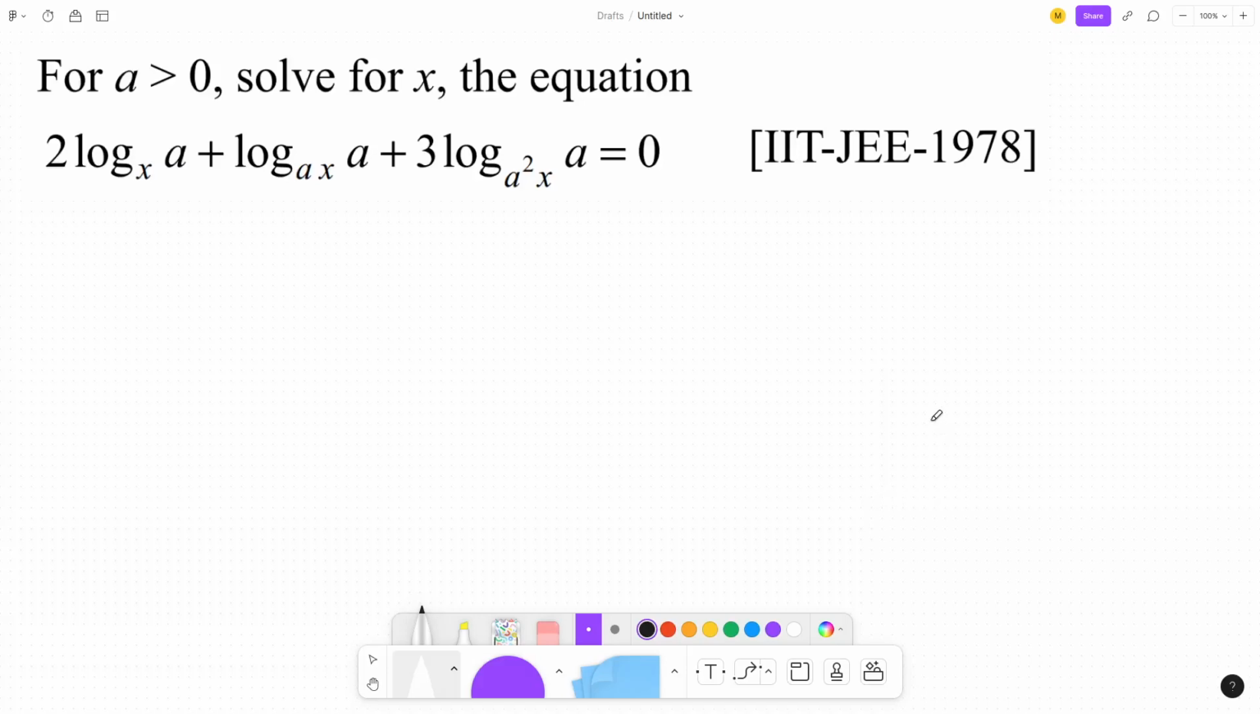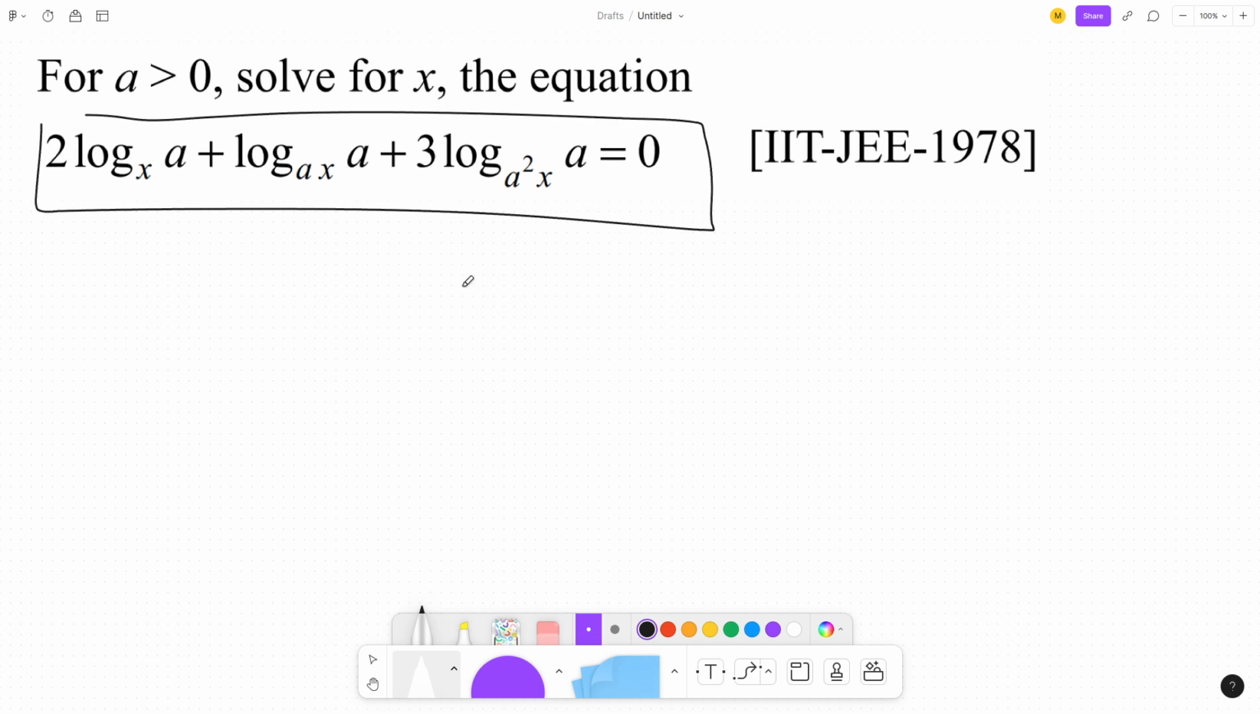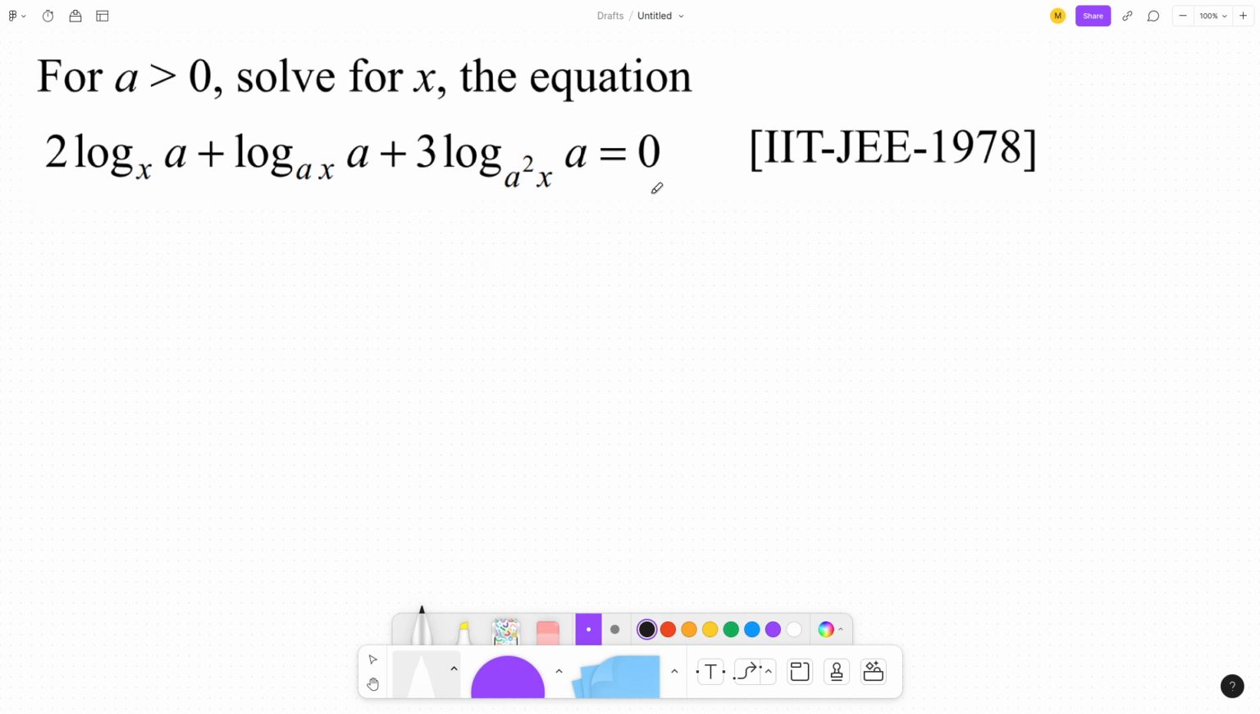Let us try to solve this problem based on logarithms. For a greater than 0, solve for x the equation. This equation involves logarithms. This problem was asked in IIT JEE 1978, right? So just pause this video and give it a try.